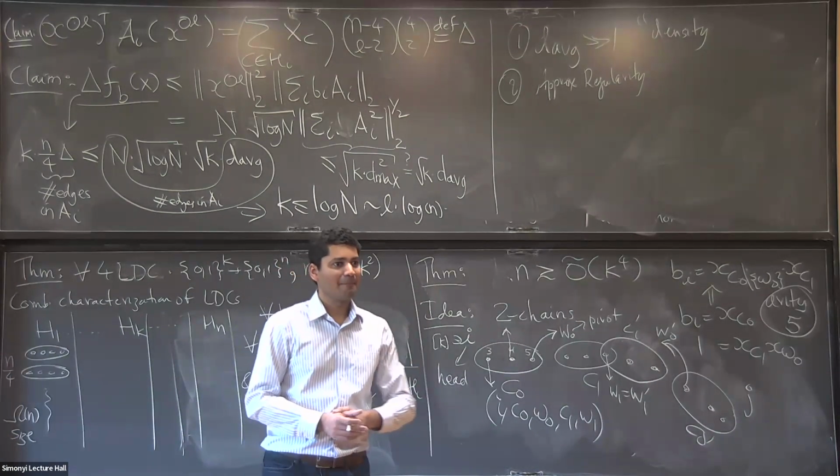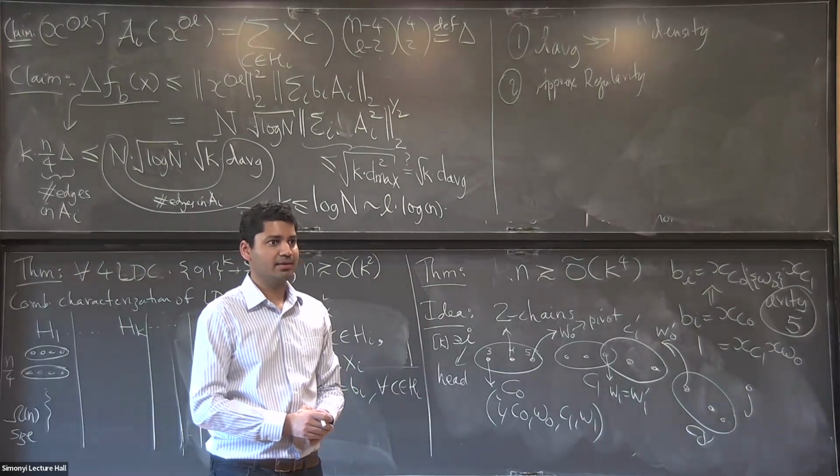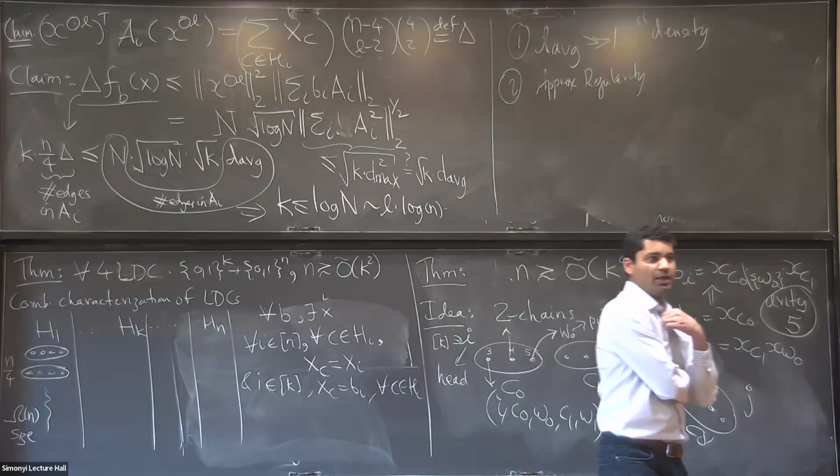Just about this, do you have a general reduction from codes where pairs might repeat to codes where pairs don't repeat? No, we don't have a reduction, no.